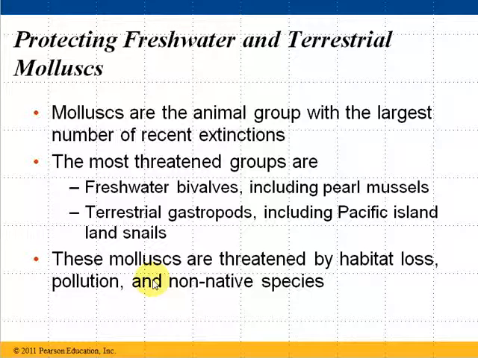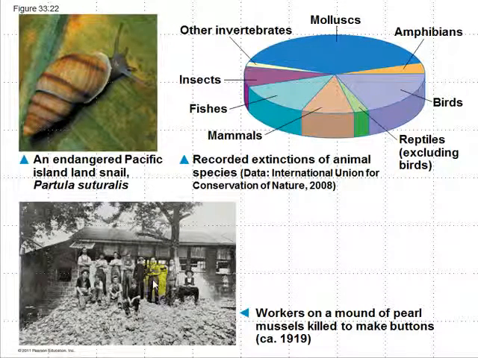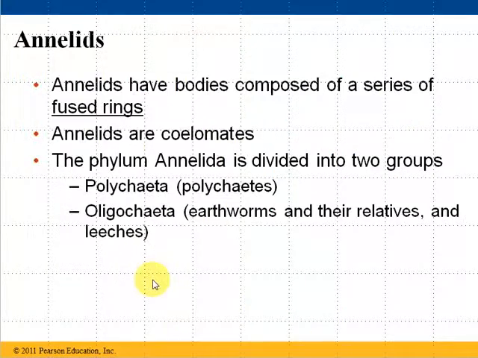So we want to look at these mollusks sort of as indicator species to tell us how the environment is doing, because we are losing tremendous amounts of diversity in this particular group due to extinction. Let's go ahead and look at the next group that we want to look at, which are called annelids.